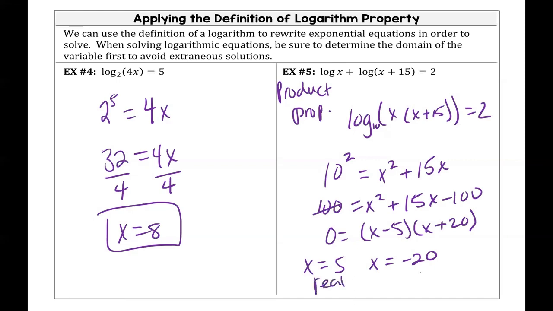This is my real and this is my what? Extraneous. That's because I would have a negative 20 alone in a log. And is that allowed? No, your argument can't be negative.